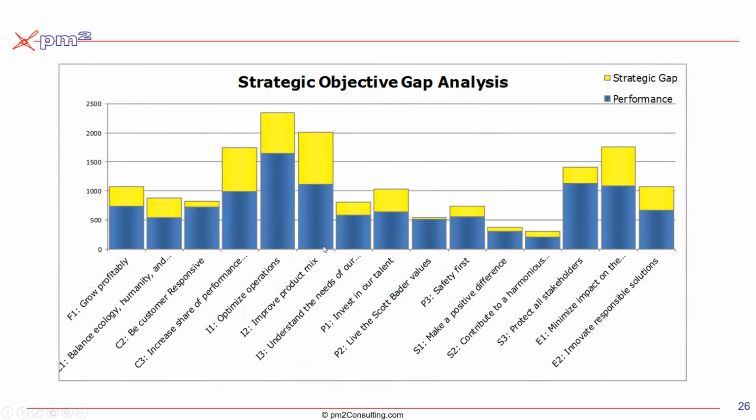To read this, the height of the bar represents the amount of process support we need to achieve this strategic objective. The blue part represents how well we're currently doing, and the gold is a gap between current performance and what the strategy calls for. So what this allows us to do is quickly discover where the strategic performance gaps in our processes are. So for example, if I had $1 to spend in process improvement, would I spend it here, I2 improve product mix, or P2 live the Scott Batter values? Obviously, I'm going to move here because there's a far bigger gap in performance.